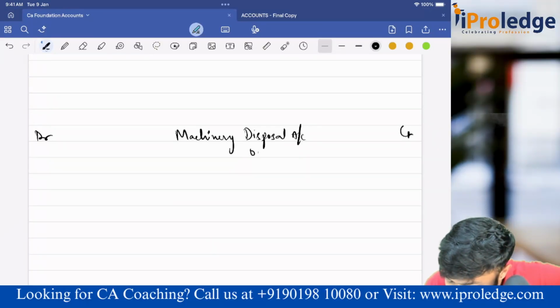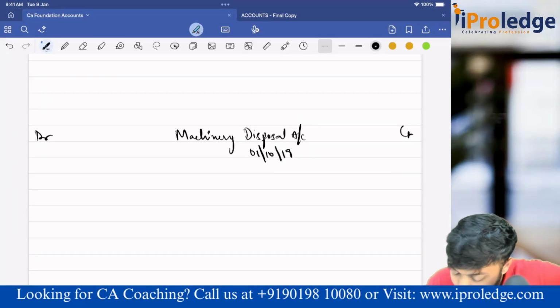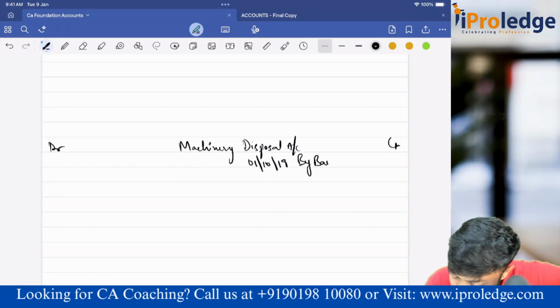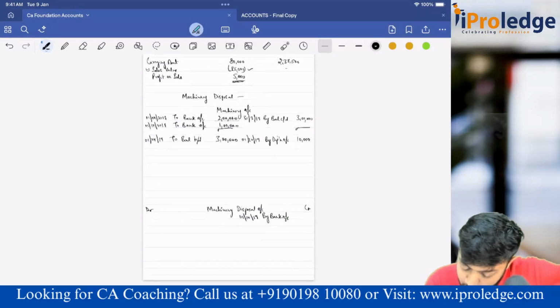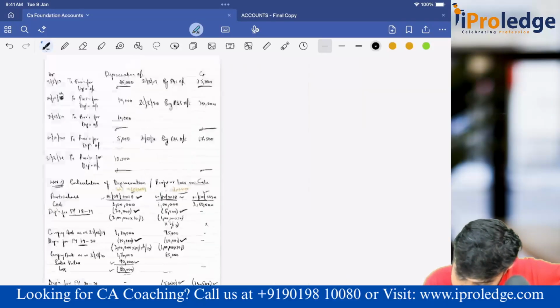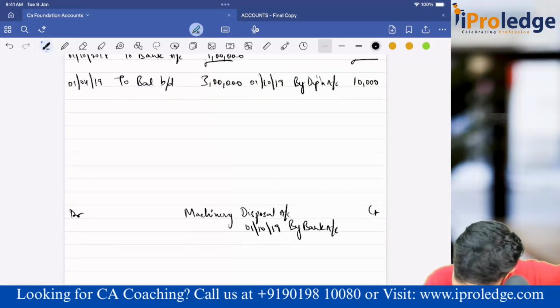So first thing what I'll do, whatever money I've received in bank, that I'll put here only. It will generally come in credit side. 1/10/19 by bank account. How much have I got? If you come here and understand, you've got 90,000 rupees in bank for the first asset. So by bank account, 90,000.